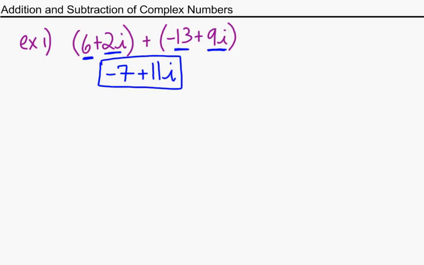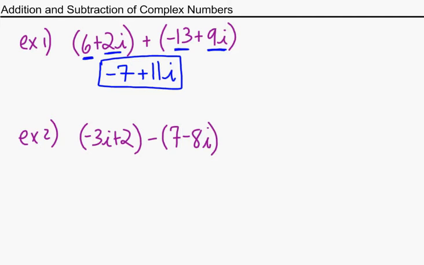If I look at a second example, something that involves subtraction, I could have negative 3i plus 2, minus 7 minus 8i. And I'm going to treat this exactly like I would any other polynomial subtraction problem. For me, that's distributing a negative 1. For some other people, it's changing all the signs after the negative sign. However you deal with polynomial subtraction, you can use that here. So that makes this negative 3i plus 2, and when I distribute, I get plus negative 7 plus 8i.